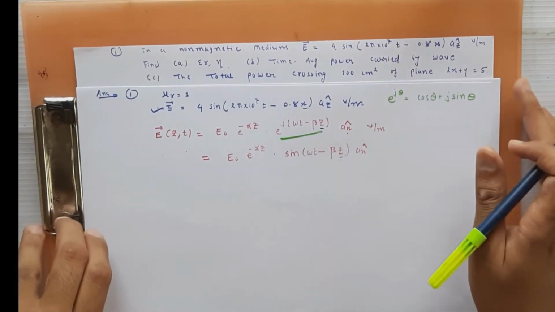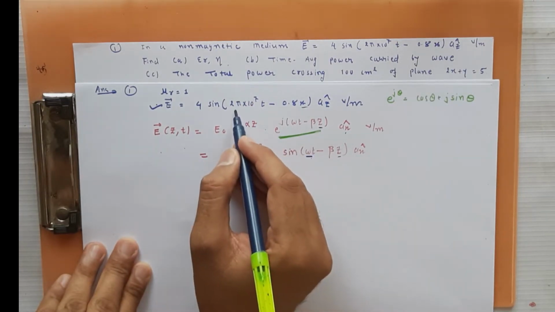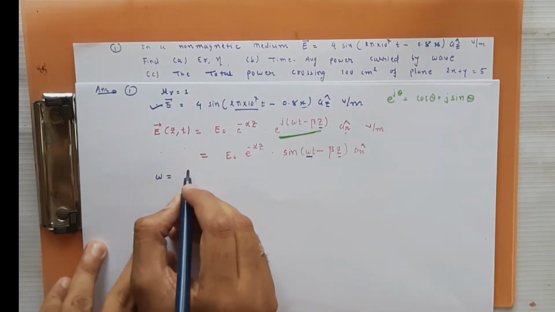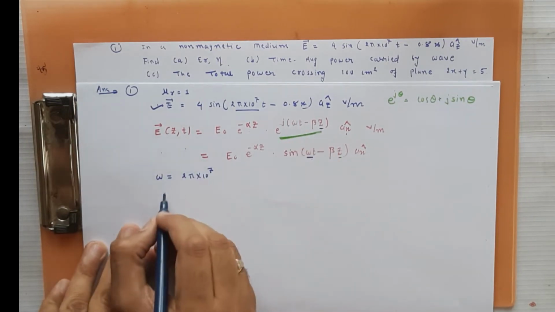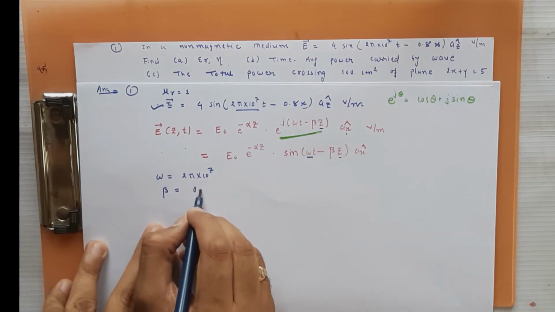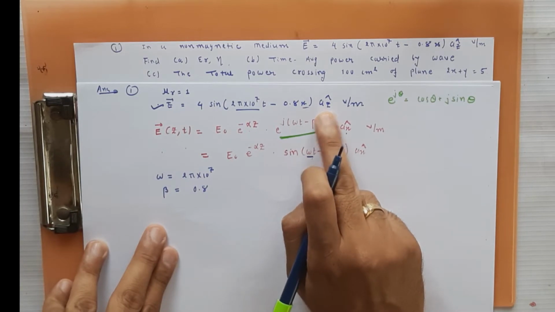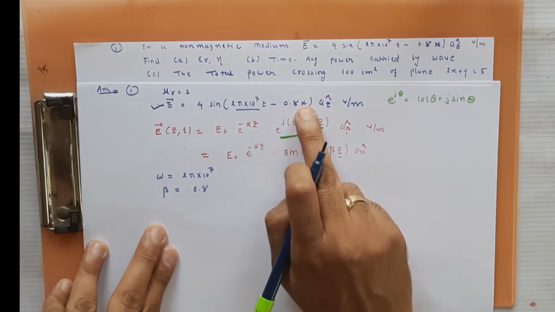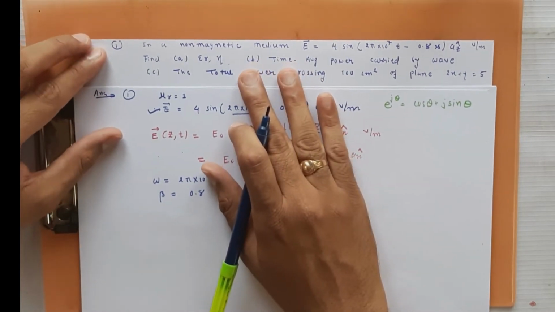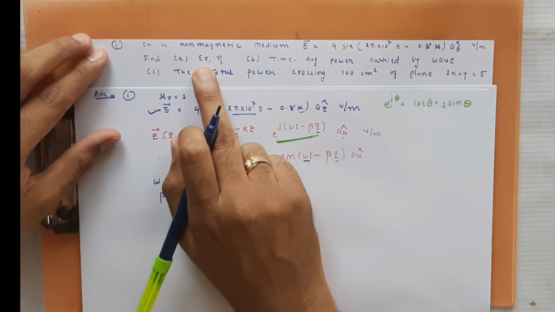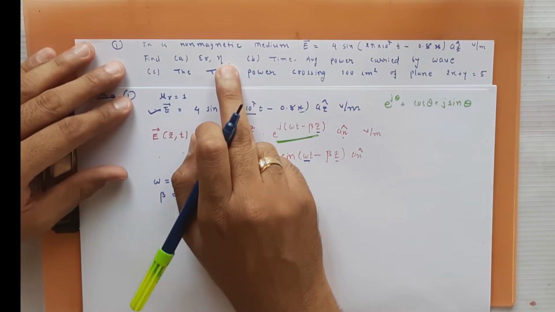Now I have to compare these two. What is omega? Omega is given as 2π×10^7. What is beta? Beta is equal to 0.8. The electric field is present in the z direction, and the propagation direction is the x direction. Clear? Now what do we have to find? Read the data. We have to find the relative permittivity and the intrinsic impedance.